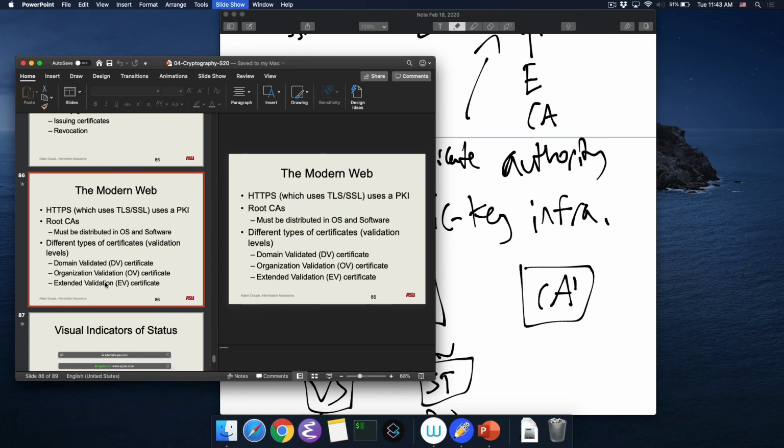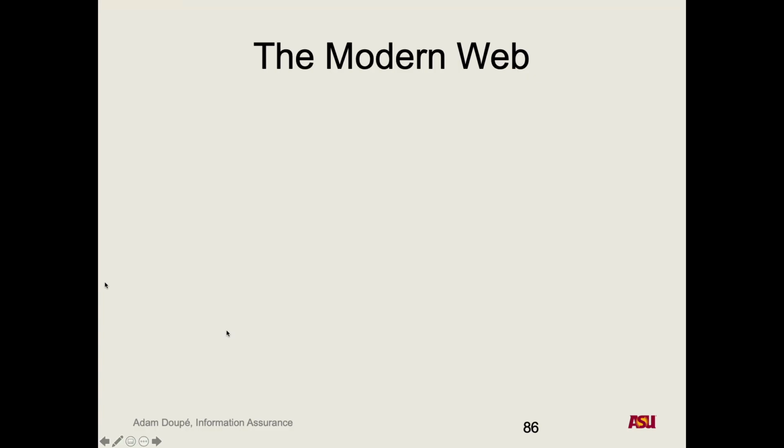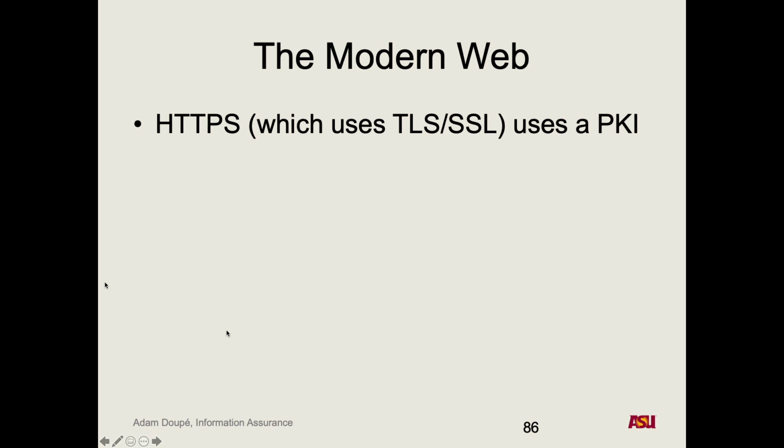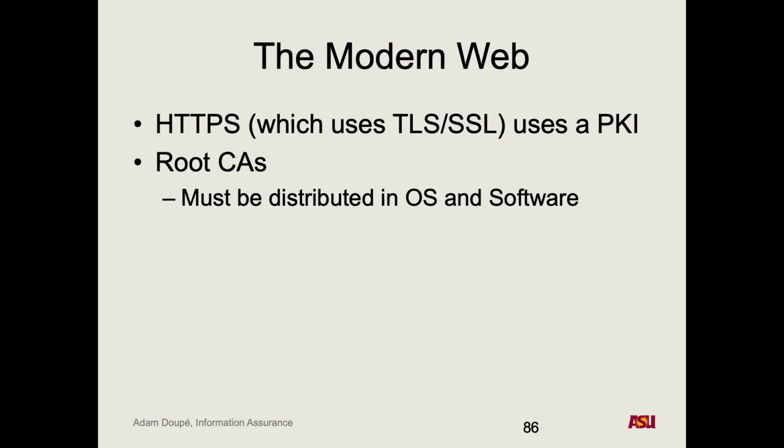Oh yeah, cool. Okay, we'll do this very quickly. Now you've actually learned enough to understand at the conceptual level how encryption works whenever you're visiting an HTTPS website. HTTPS, which uses TLS and SSL under the hood to do the networking, uses a public key infrastructure. There are root certificate authorities, distributed in either your operating system or in your browser software.